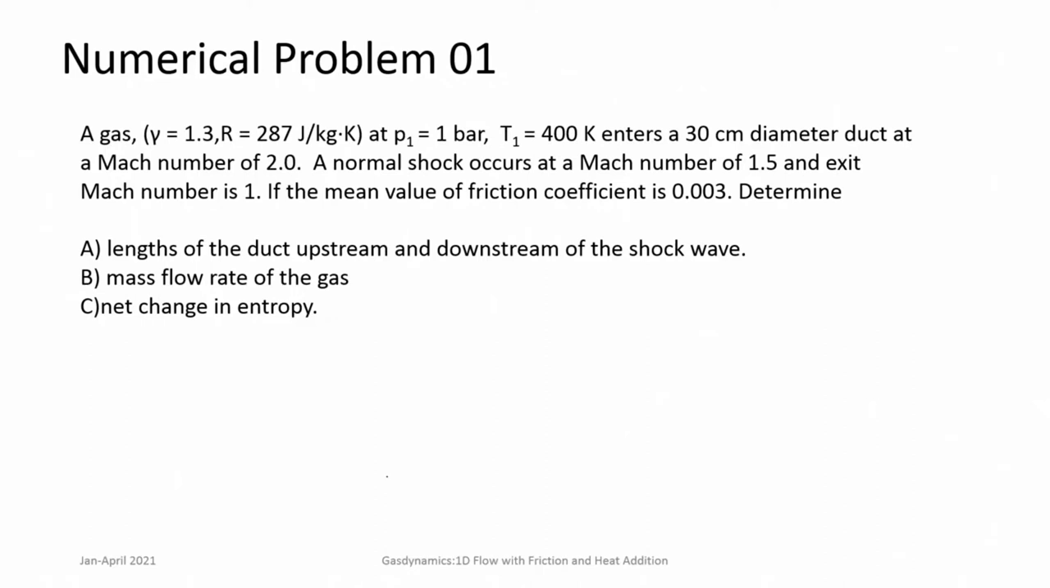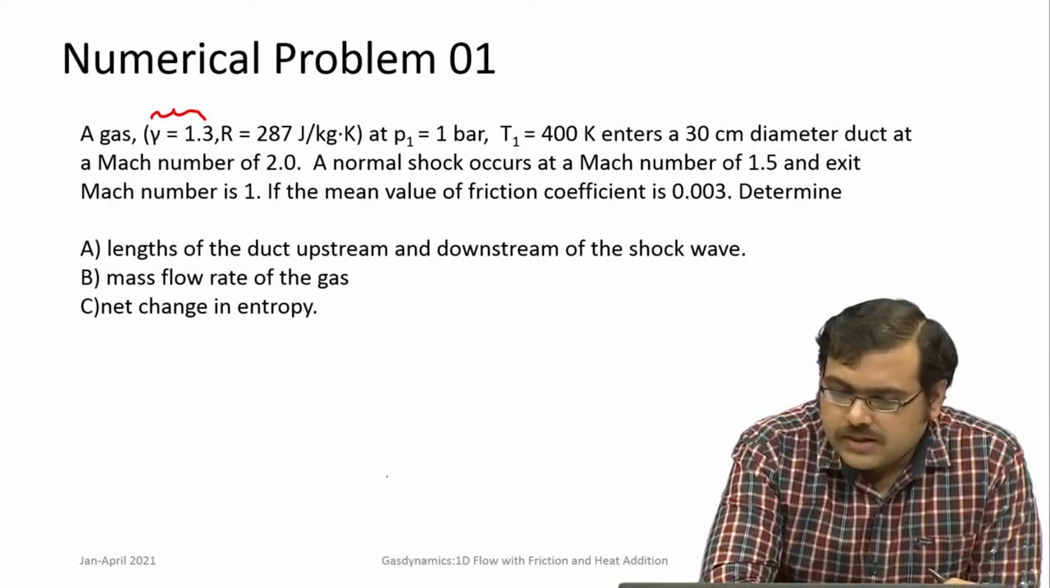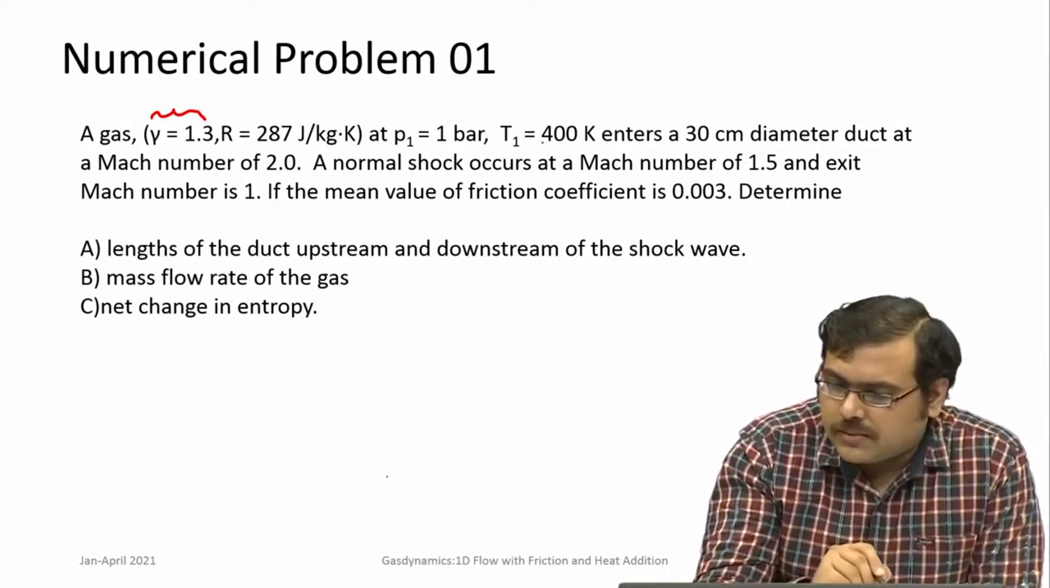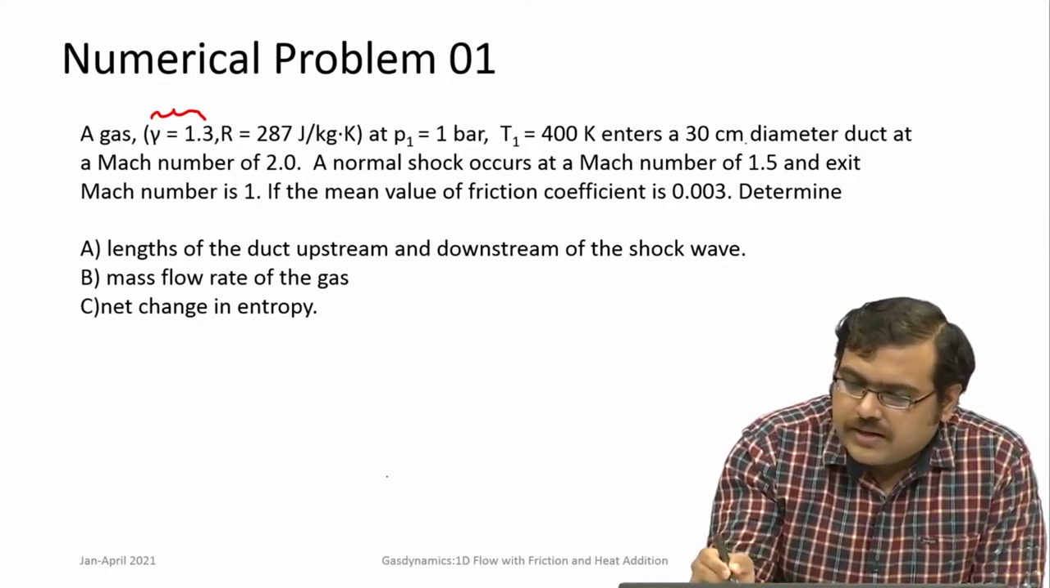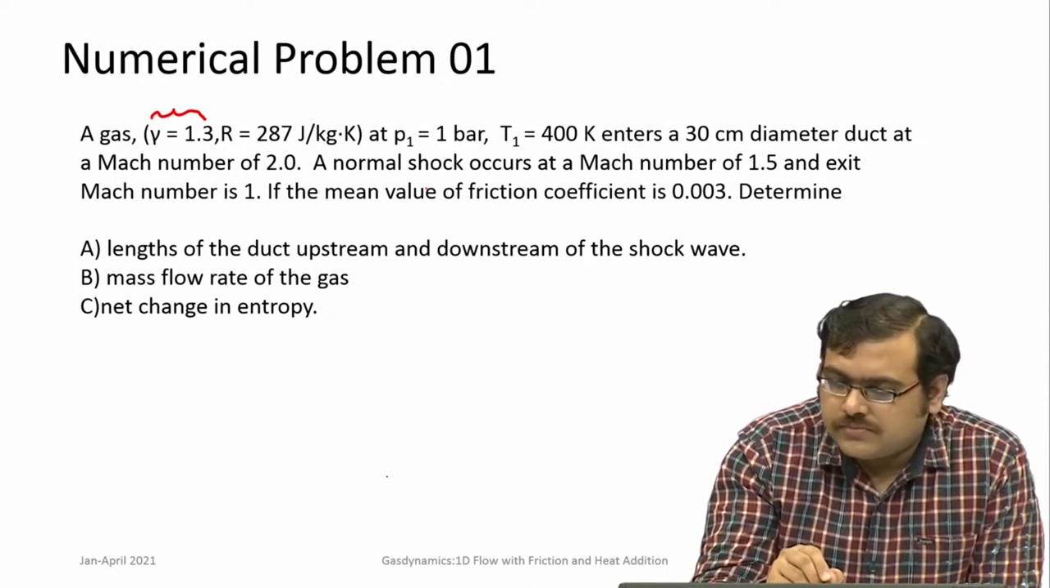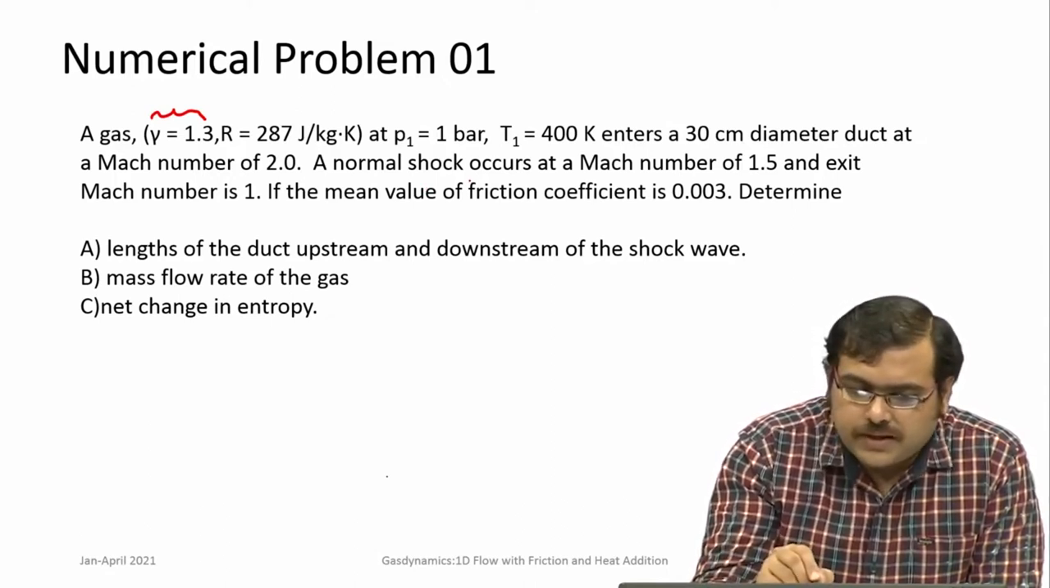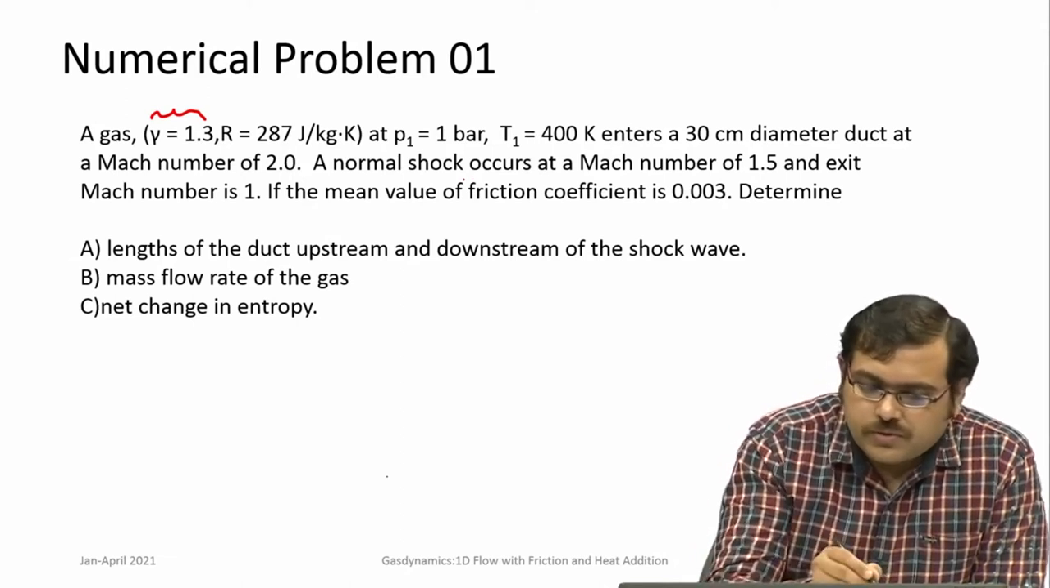A gas, gamma is given as 1.3, R is 287. Please make note of gamma, it is slightly different from what we usually use. If you are using calculators, online calculators, there is an option to change gamma. At P1 equal to 1 bar, T1 equal to 400 Kelvin, the gas enters a 30 centimeter diameter duct at a Mach number of 2.